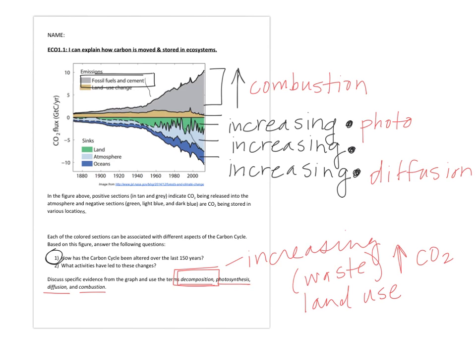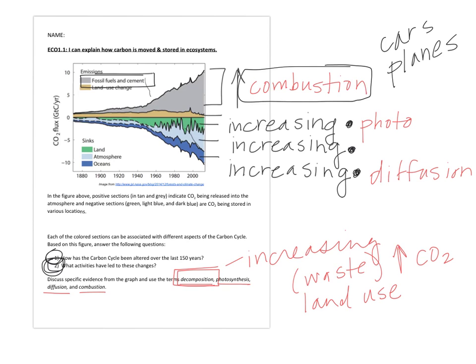So the question then for number 2 is, what's going on on the planet? What activities have led to those changes? So why do we see more combustion, for example? Okay, well, we see more combustion because combustion comes from things like cars and planes and general technology.